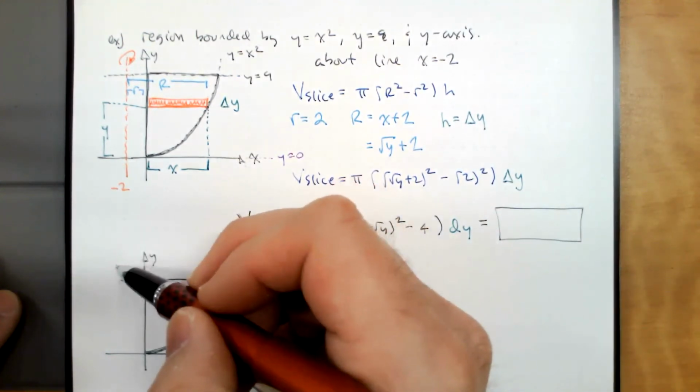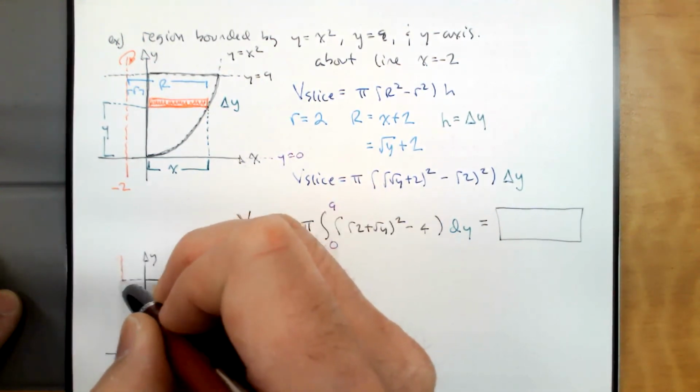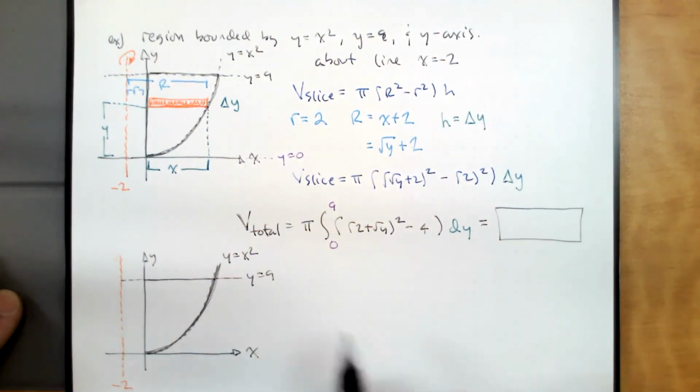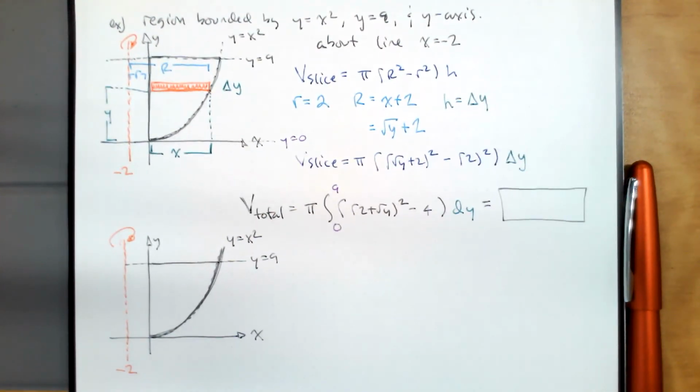So region given. Axis is also given. Region and axis, those are given things. In the previous calculation, we chose to slice perpendicular to the axis. So now we're going to make the other choice. We're going to slice parallel.